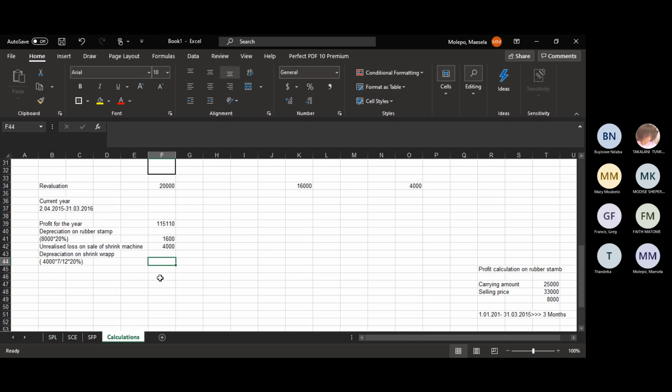$4,000 multiplied by 167. Wow. So 467, round off to the nearest 467. So my 467 will now take a minus sign, because now I'm trying to realize that loss.